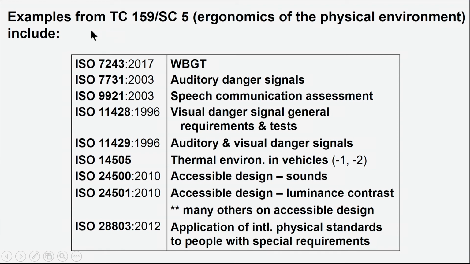The next ISO subcommittee I want to mention in Technical Committee 159 is Subcommittee 5, Ergonomics of the Physical Environment. And so here again you see an example of some of the things they're interested in. WBGT is wet bulb globe temperature, auditory danger signals, speech communication, visual warnings, auditory and danger warnings, thermal environment in vehicles, which relates obviously to the work of Technical Committee 22, Subcommittee 39, and accessible design. So the topic of accessible design and dealing with people with physical limitations is covered in many, many documents.